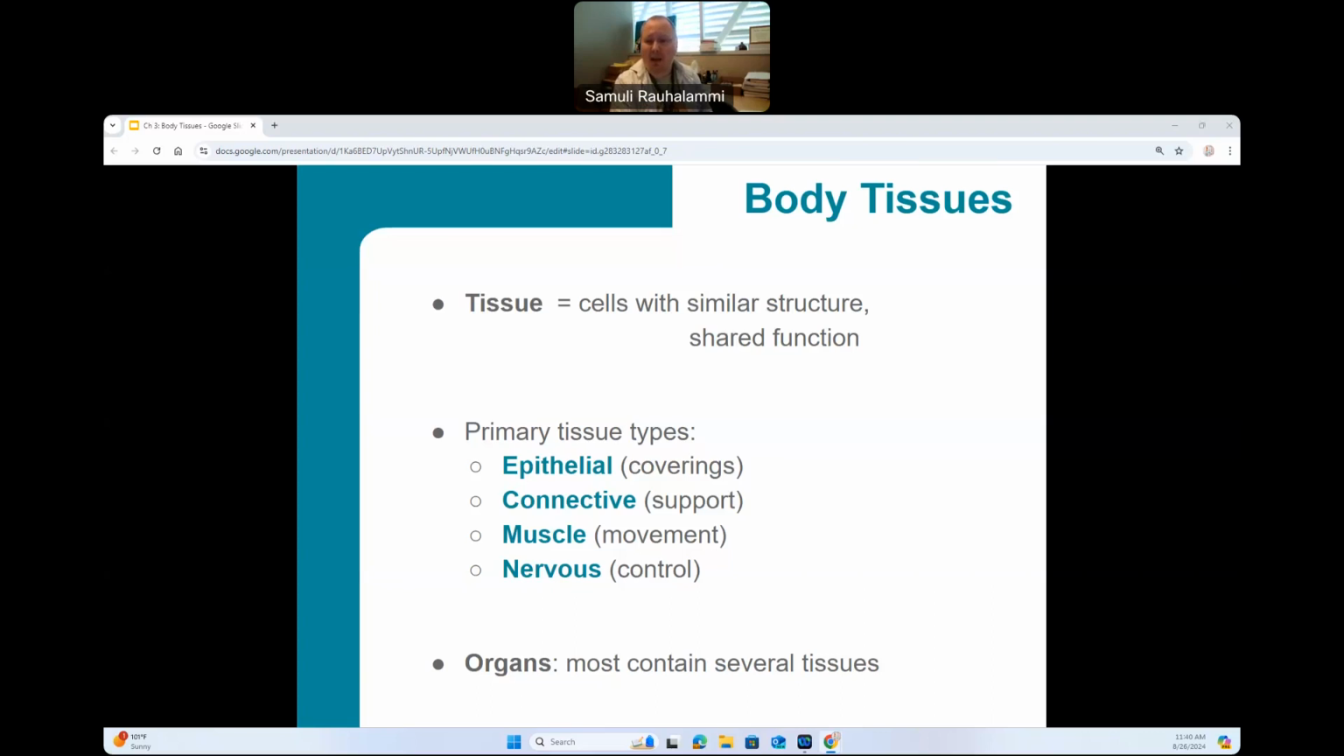We also have our muscle tissues. These are especially relevant when we're talking about movements. So we'll see three different types: skeletal muscles, cardiac muscles, and smooth muscles. And the final primary tissue type that I have listed for us there is going to be our nervous tissues. These play an important role in control functions of the body.